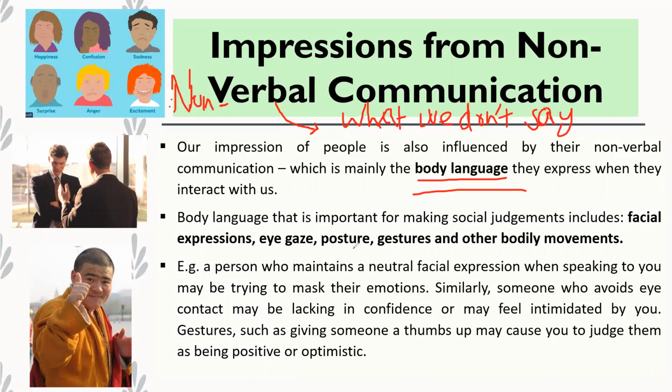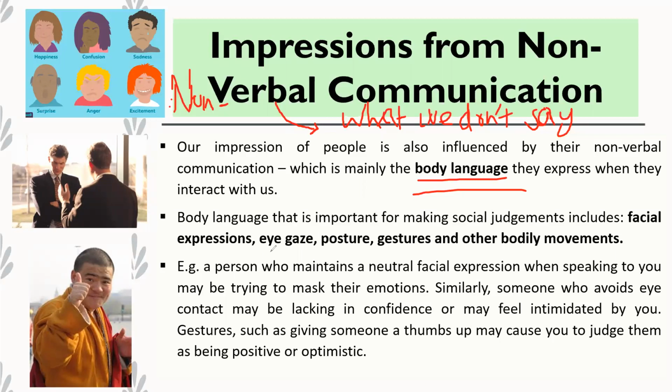Okay, so if you've got a hunched, stooped posture, people tend to judge you as being less confident, less of a go-getter, and less of someone who's got leadership qualities. Gestures as well. If you're someone who's always positive and trying to get the job done and make sure everything is all good, and you give someone a thumbs up, they might think that you're an optimistic, positive person. Okay, so these are just all examples.